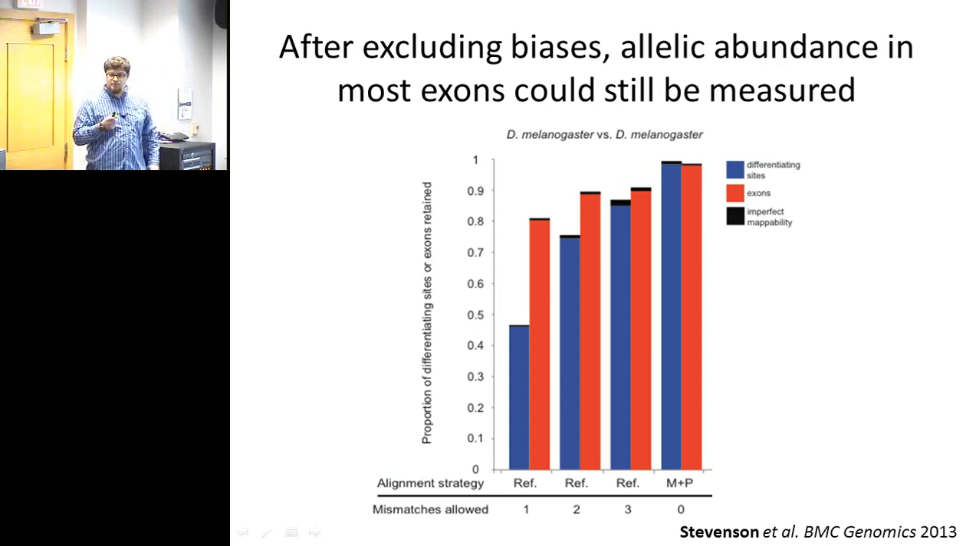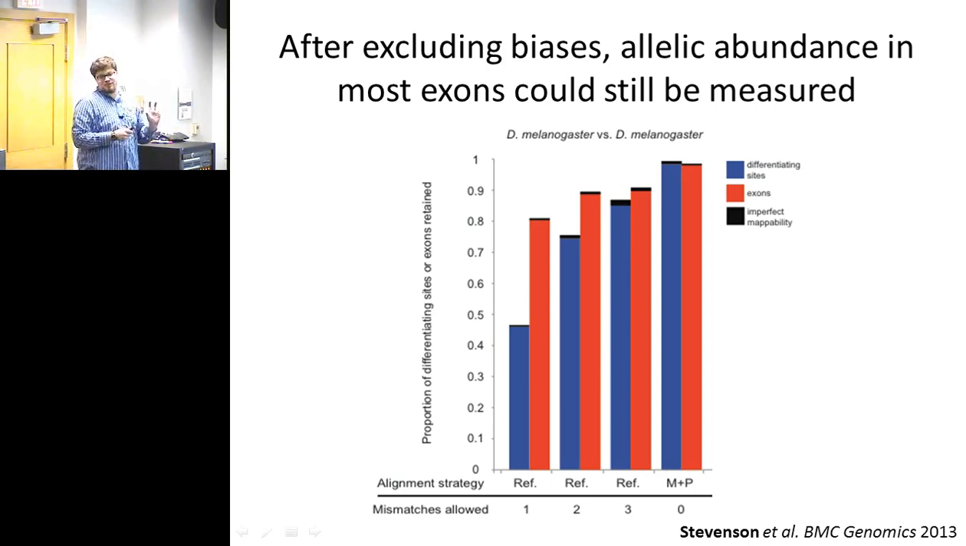Right, for these areas of imperfect mappability, you said you've excluded them from this graphic here? I've excluded them only up to this point, and these black bars represent, had I ignored mappability, this is how many I could have measured.